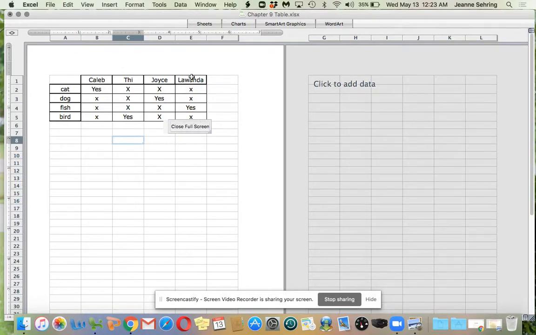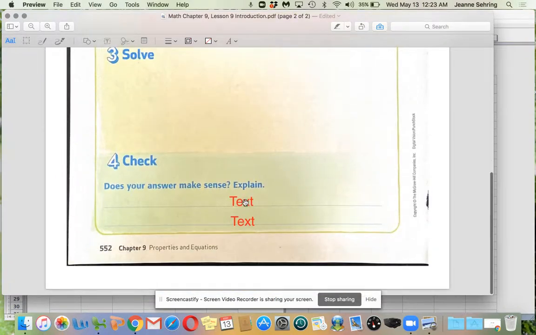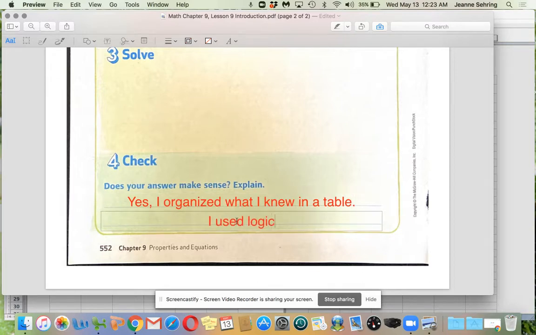Okay? So that's how you fill out one of those charts. Now, it gets a little tricky, but I think you guys can do it. So does your answer make sense? Yes. I organized what I knew in a table. I used logical reasoning. All right, so that's the end of page 552.